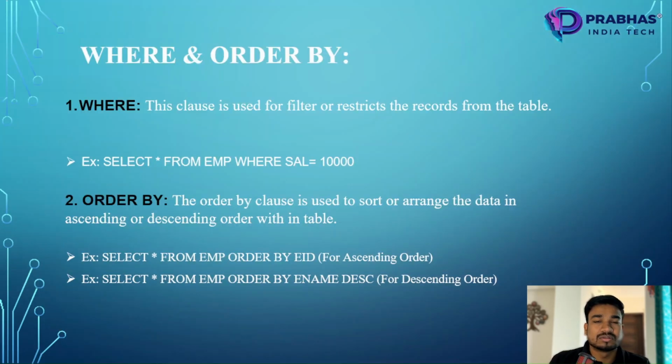So we have the where clause. We have already taken one example here: select star from employee where salary is equal to 10,000. We are applying the filter, so we will get the employees who have a salary equal to 10,000 from that particular table. So that is the where clause. And we have the order by clause. In that we sort or arrange the records in ascending or descending order. By default it goes to ascending order, but if you want to order the records in descending, then we need to use descending there. Okay, so let's see in SQL Server.